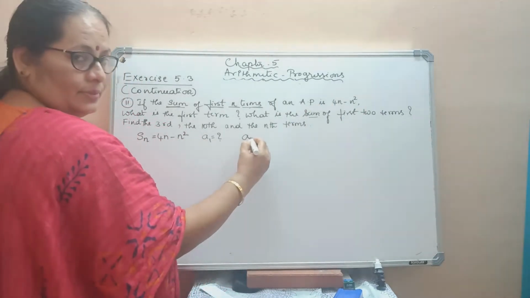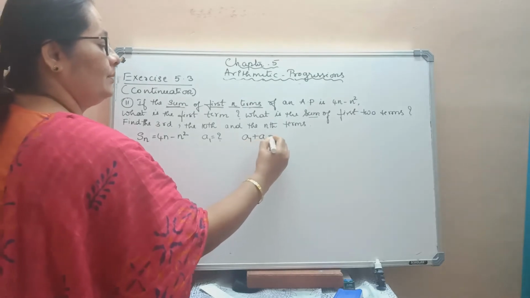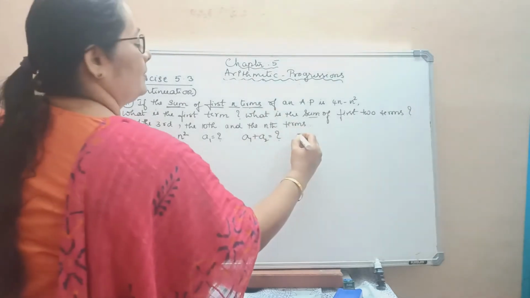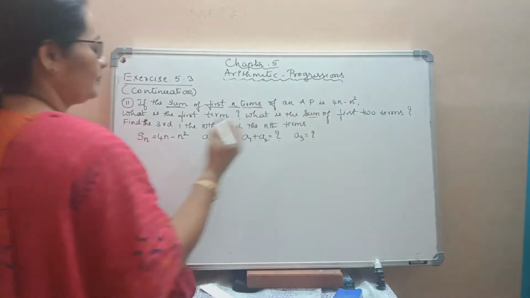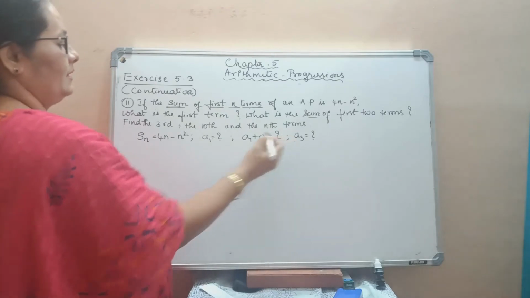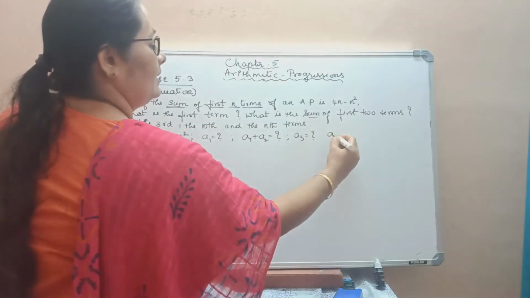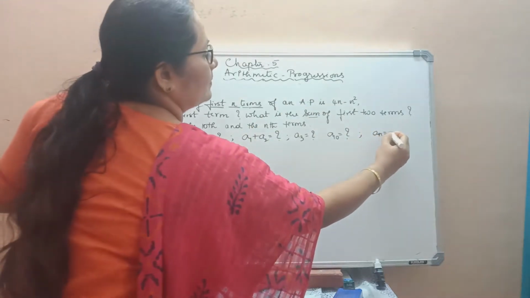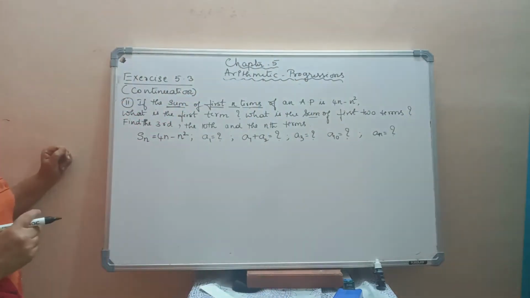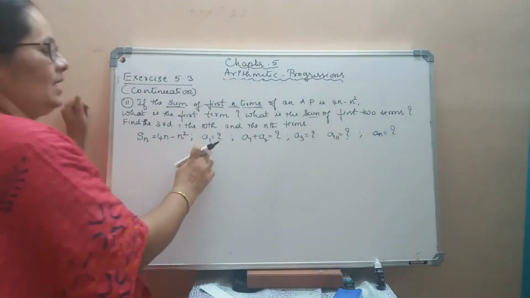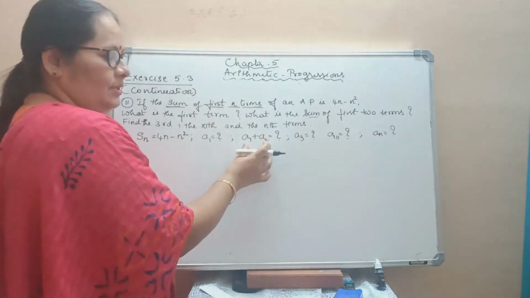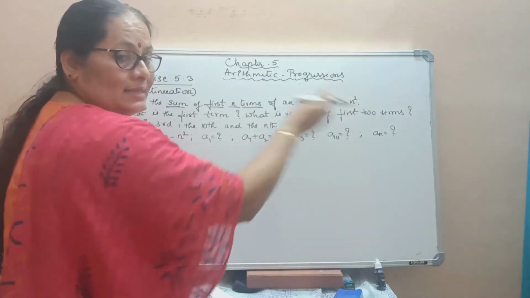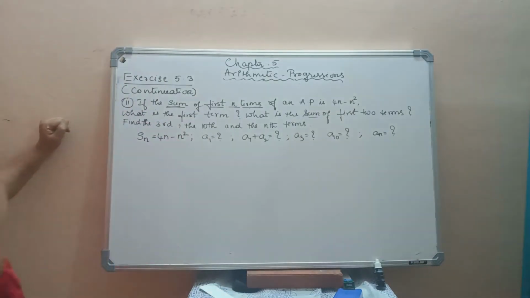What is the sum of the first two terms? That is A1 plus A2. Then find the third term, A3, the 10th term, A10, as well as the nth term, An. So these many answers you have to find: A1, the sum of the first two terms A1 plus A2, the third term, the 10th term as well as the nth term of the AP.